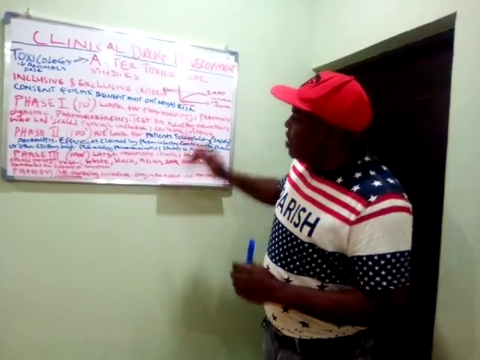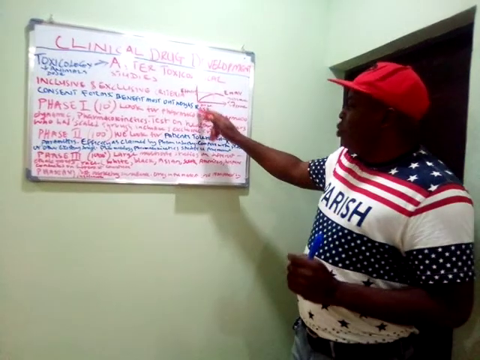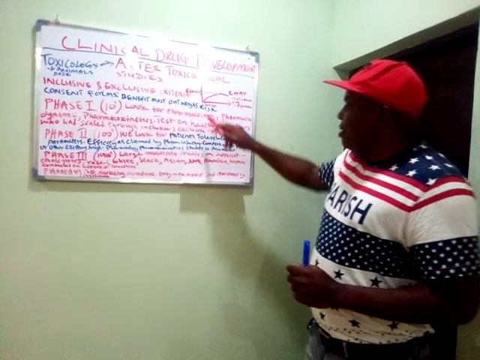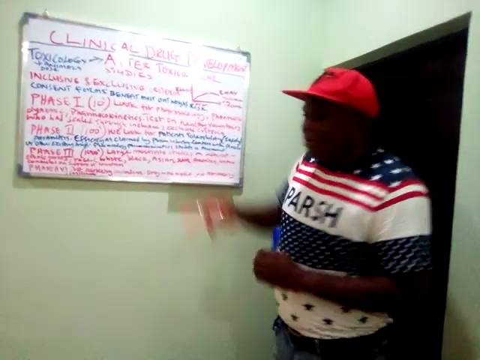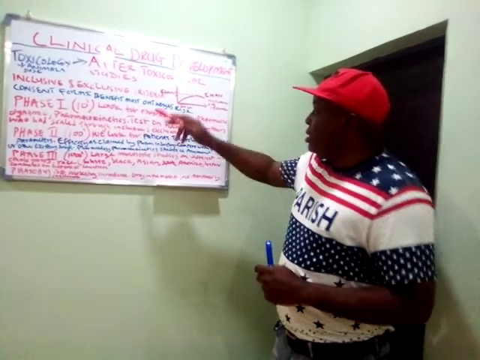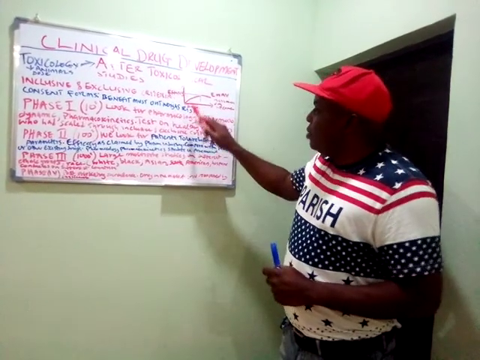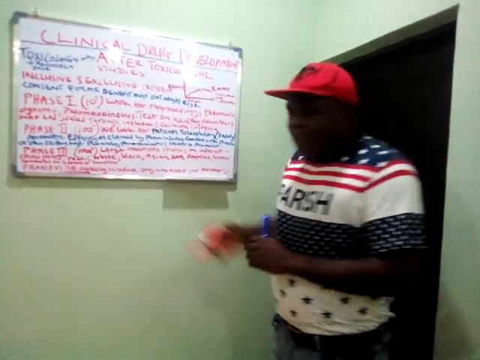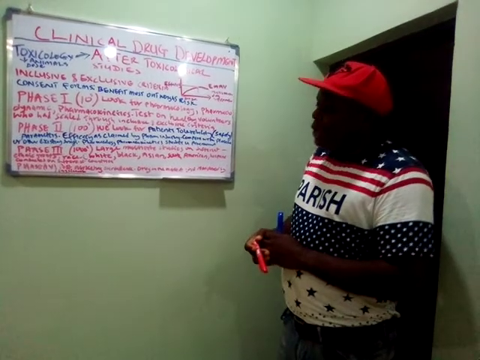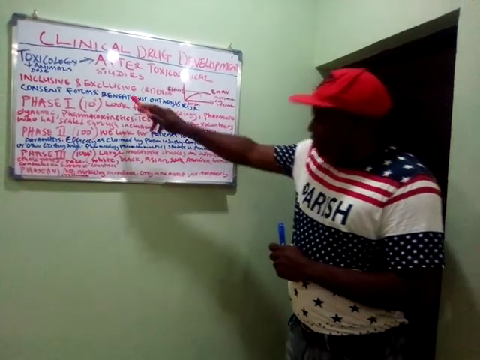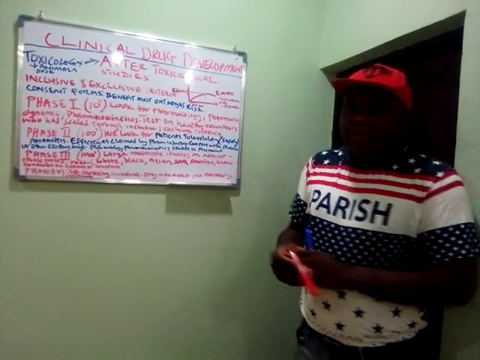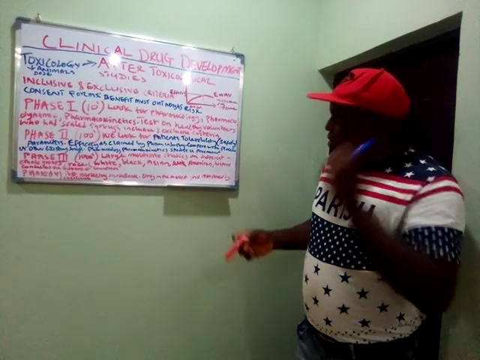So if the risk outweighs the benefit, that means the trial cannot be consented. That means the regulatory body will not allow such a trial to be performed on human subjects. The benefit must outweigh the risk. So that's one of the things.